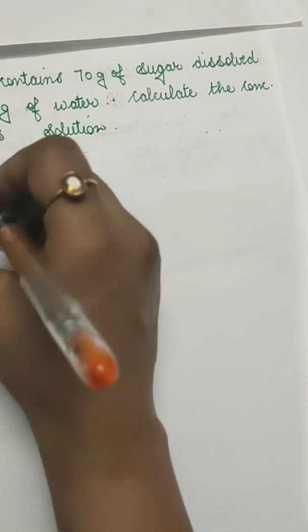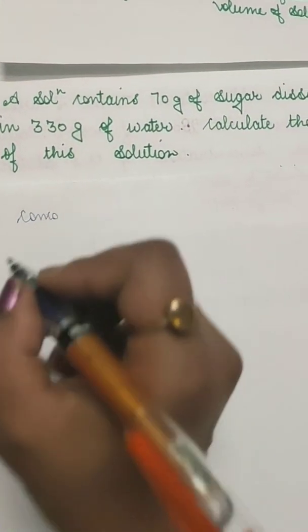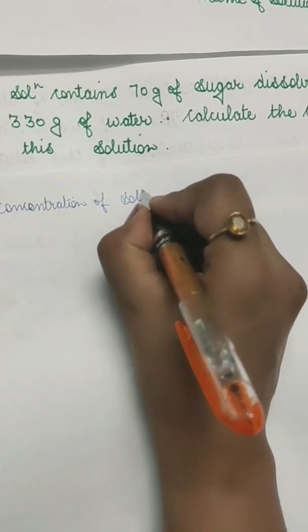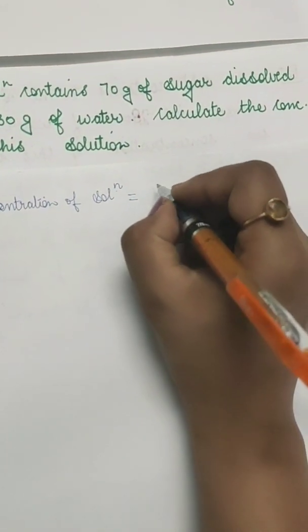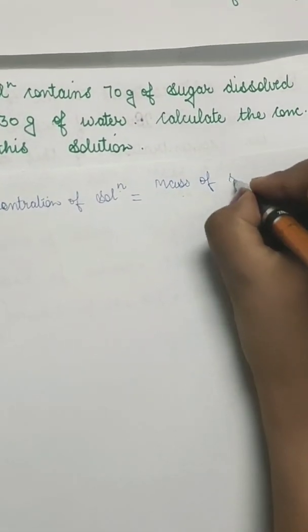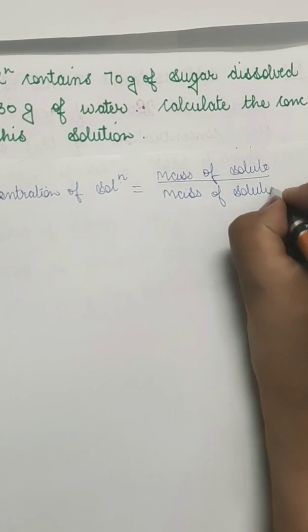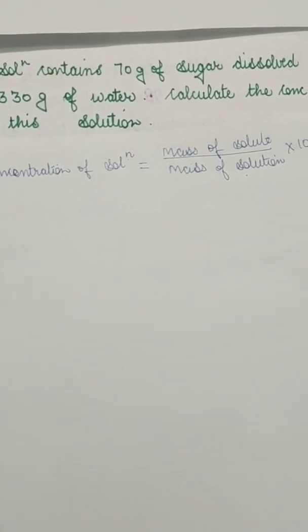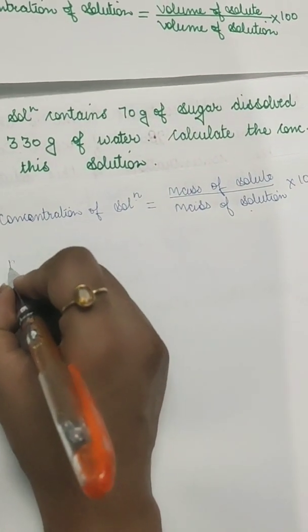First of all we will write the formula, that is concentration of solution. We can also write CONC for concentration, but I'm writing the full word, and solution in the short form, SOL, in the top. So concentration of solution is mass of solute upon mass of solution into 100. Then we have to find out the mass of solution also, which is mass of solute plus mass of solvent. But for that we have to write down the values given in the question.